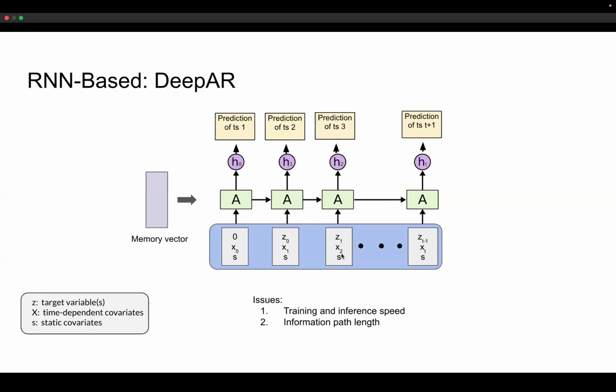The second issue is that in order to pass some information from time step 0 to time step t plus 1, you have to go through all those t time steps. So you have to store all that information in this fixed size memory vector. And this is probably very hard to do because our memory vector is very limited in size. It's very hard to decide what kind of information you want to keep inside the memory vector. This corresponds to the information path length problem.